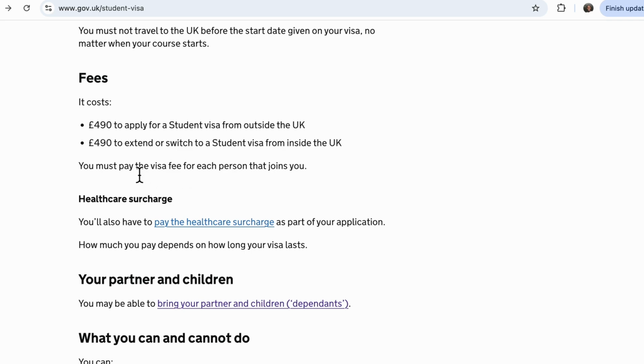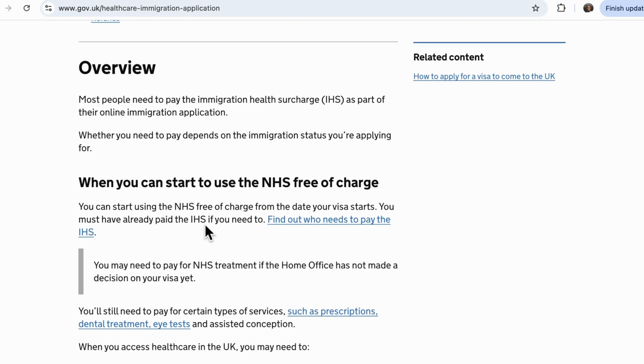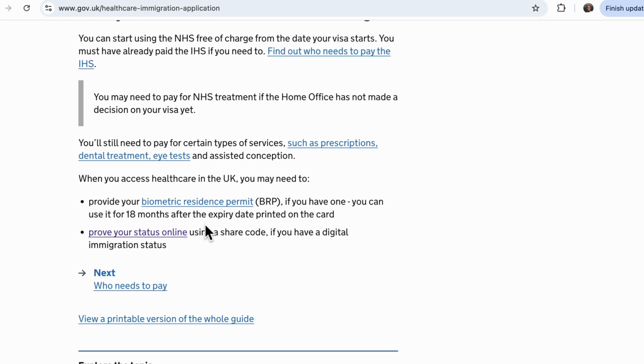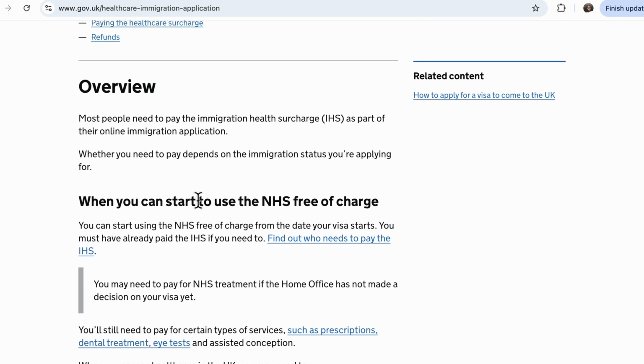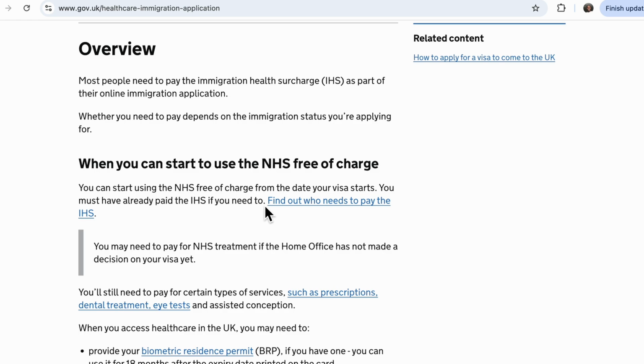So another important part that you have to know is you have to pay the healthcare surcharge. So this is known as the IHS. So you have to pay this amount as part of your application. So this is for you to be able to have access to healthcare services here in the UK. So it is dependent on the number of years on your visa. So there's an amount for this one. Let's see what the amount is. I think you can calculate it if you want to. But there's an amount for this. You can go, let me see.